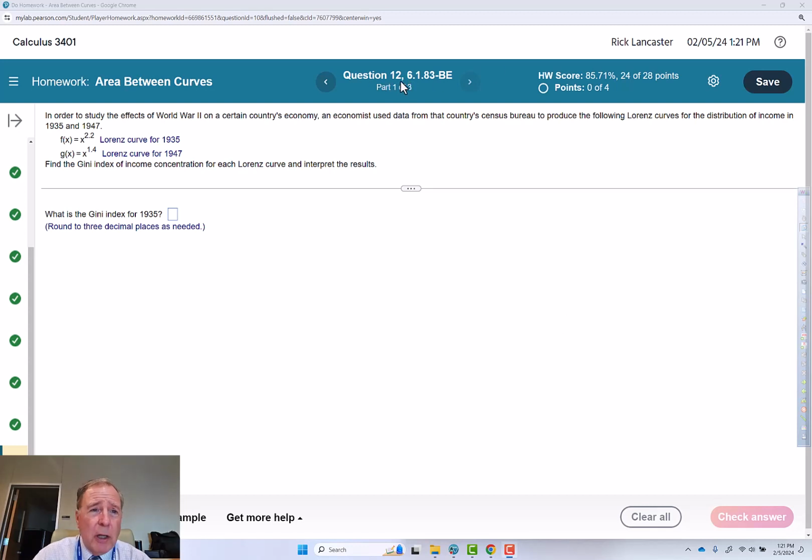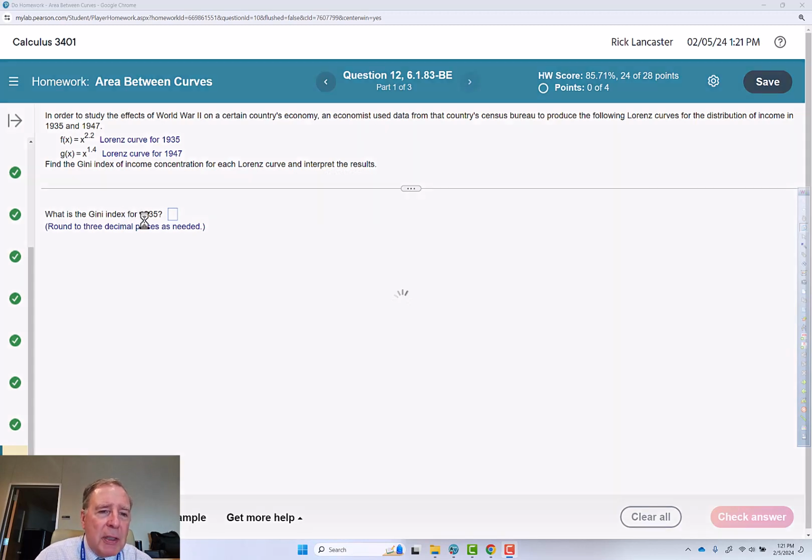This is question 12 of the area between curves assignment. In order to study the effects of World War II on a certain country's economy, an economist used data from that country's Census Bureau to produce the following Lorentz curves for the distribution of income in 1935 and 1947. So we have these two different curves, and it's something called the Lorentz curve. Find the Gini index of income concentration for each Lorentz curve and interpret the results.